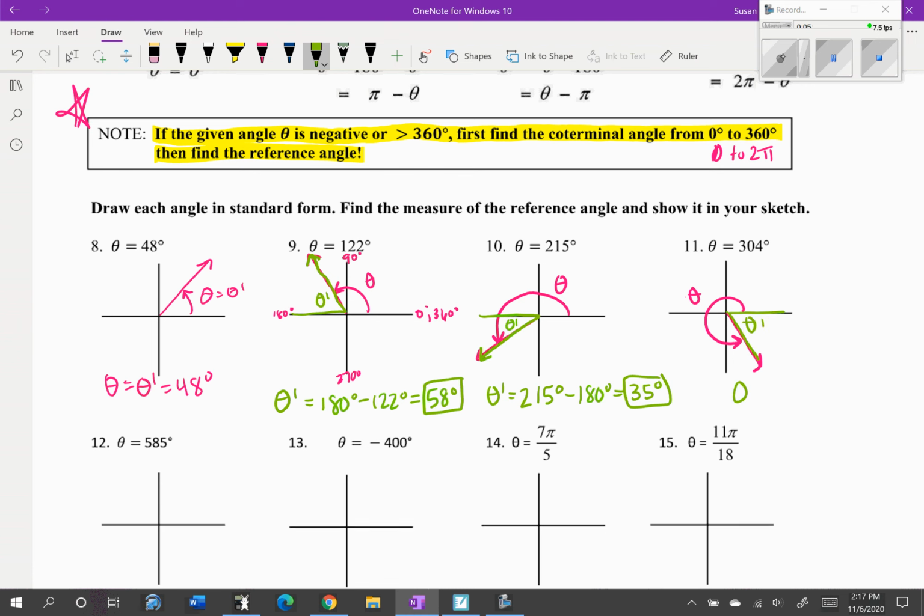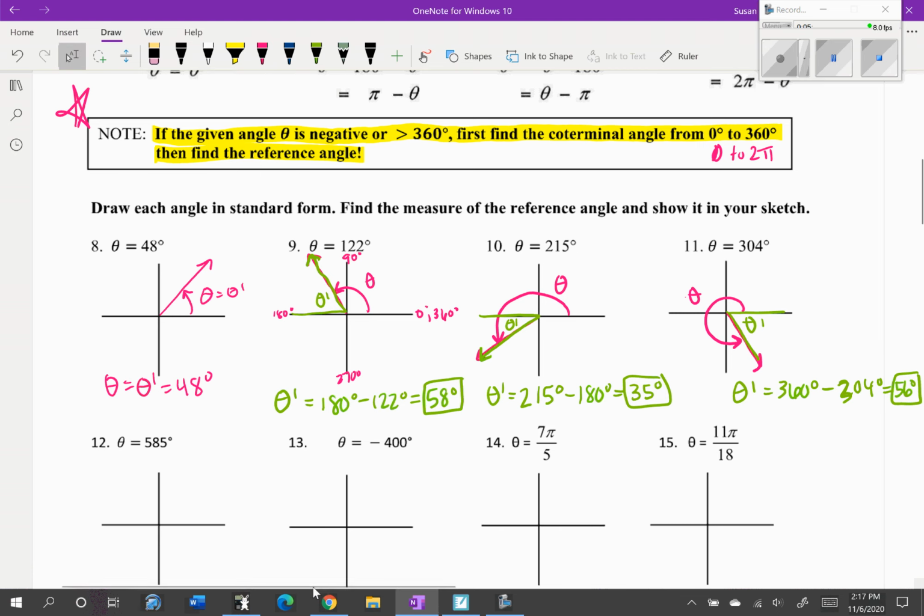So theta prime, because we're in quadrant 4, hasn't quite reached 360, so we take 360 degrees and subtract that from 304 degrees, which gives us 56 degrees. And that would be our reference angle.